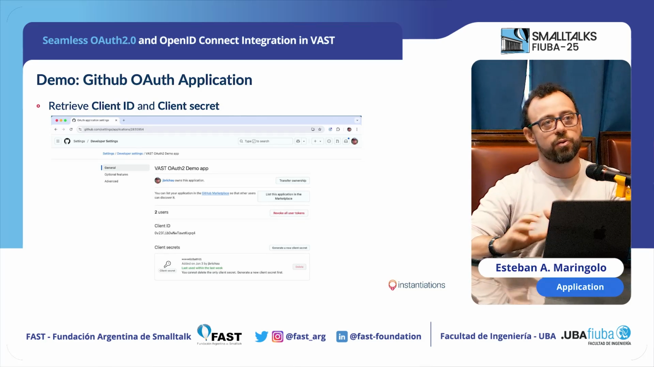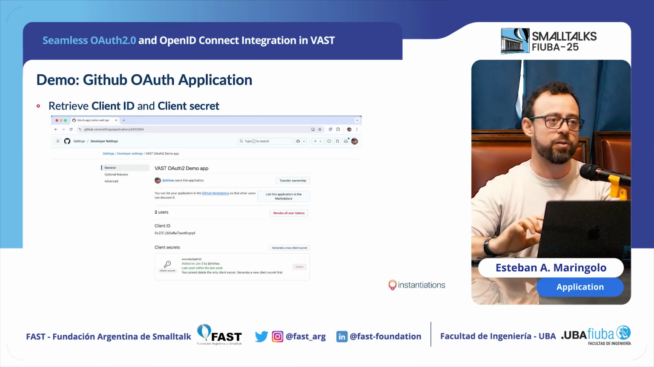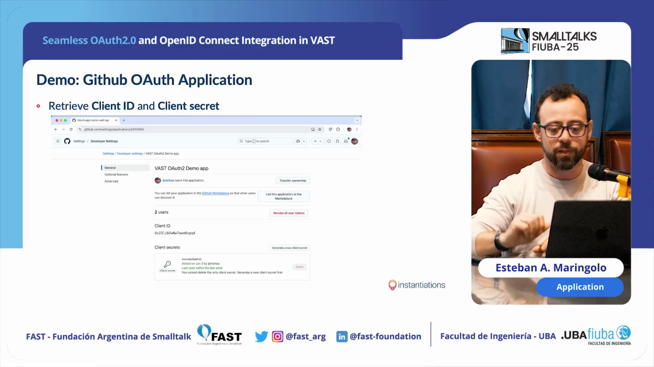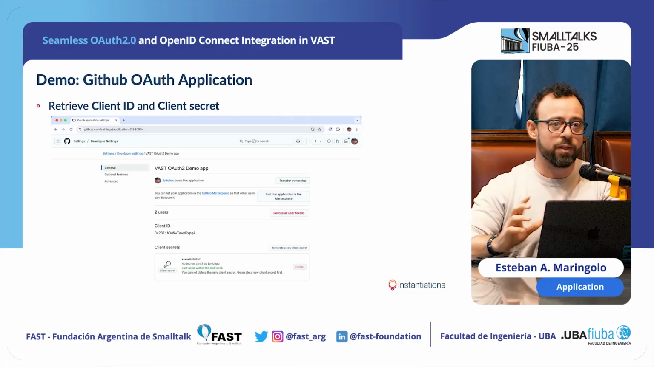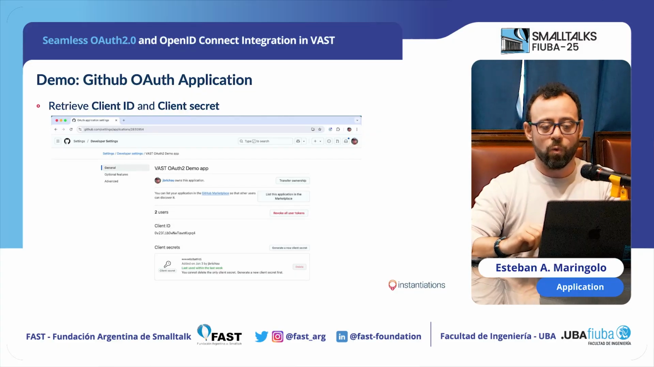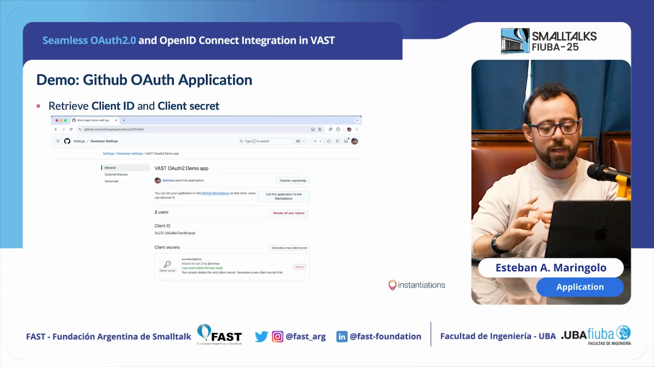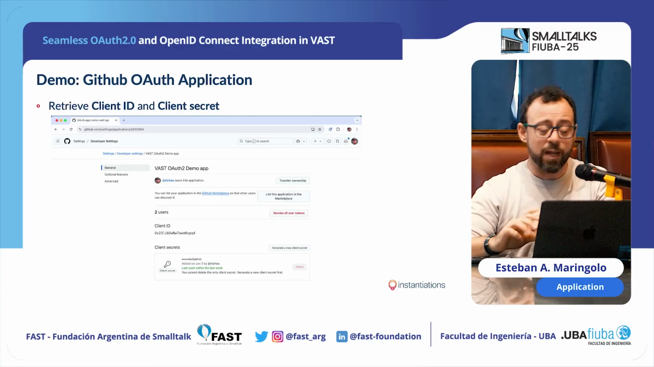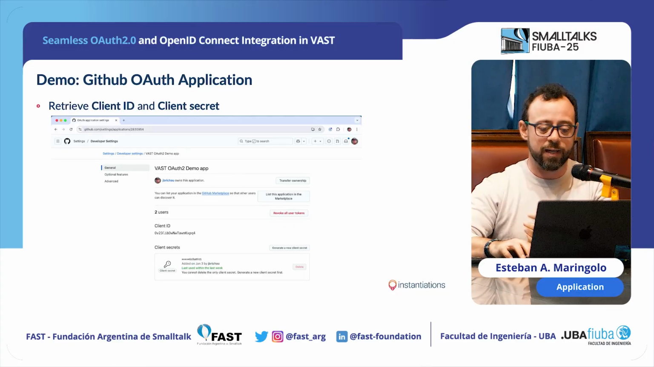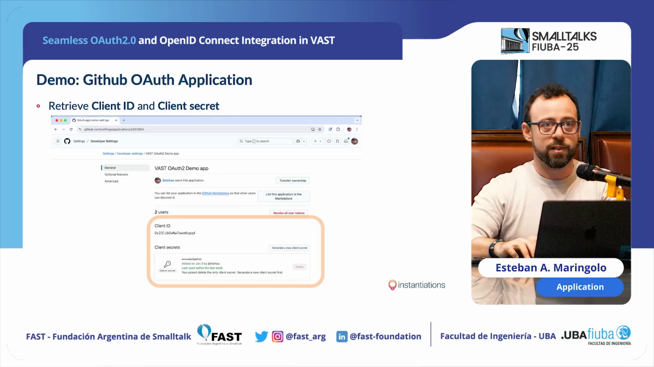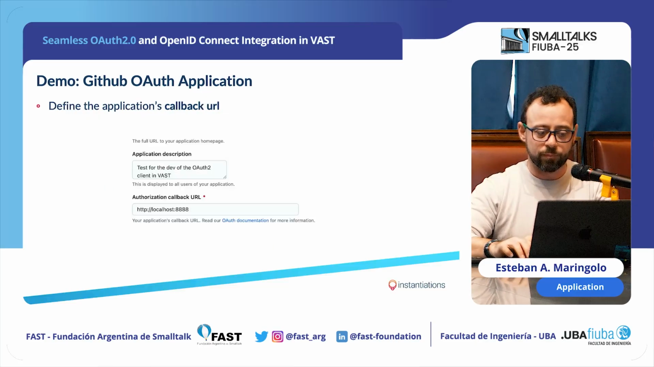Once you complete this registration process, GitHub provides you with two critical pieces of information: a client ID and a client secret. The client ID is public. You can think of it as the application username, or what identifies your application to GitHub, while the client secret must be kept absolutely confidential. Think of it as your application password. Never ever expose this client secret in client-side code or public repositories. You can see here the secret is there for this particular application.